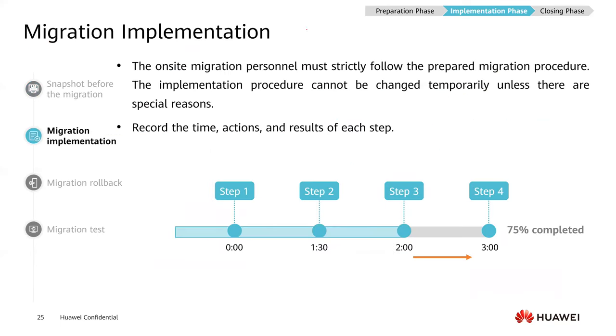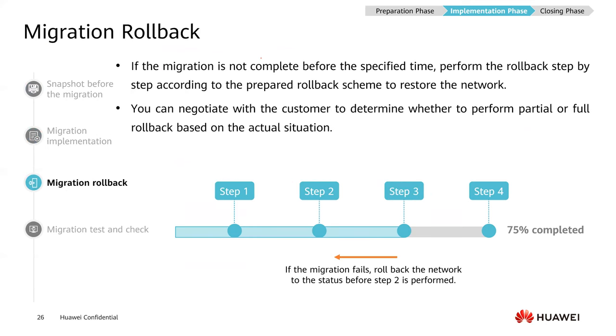And then it is the migration deployment implementation. Just follow your plan: step one, step two, and step three. In every step, what you need to do, how to do it, and before which time we should finish it. Just follow your plan. And if the migration is not completed before the specific time, you need to do a rollback, just like the implementation.